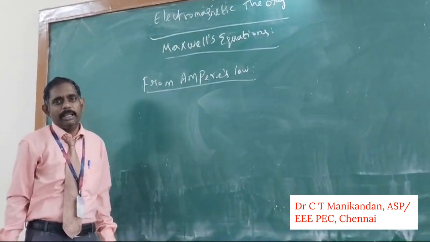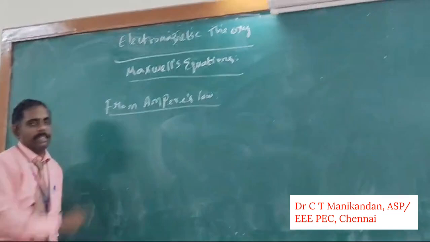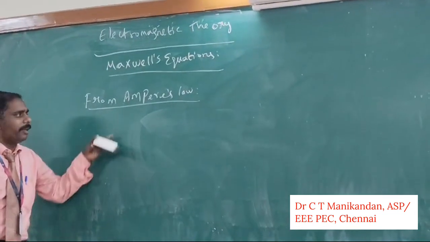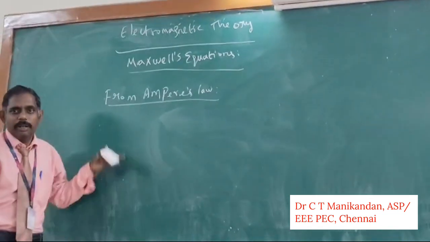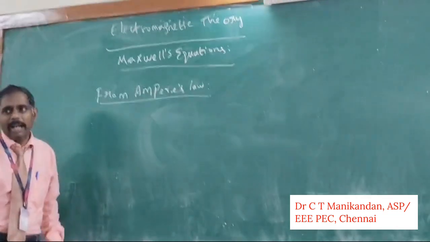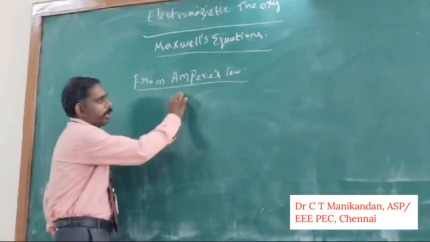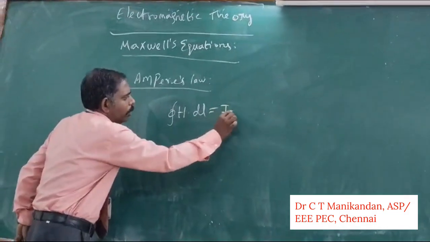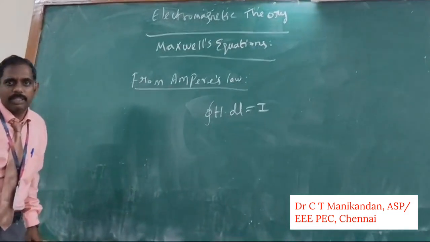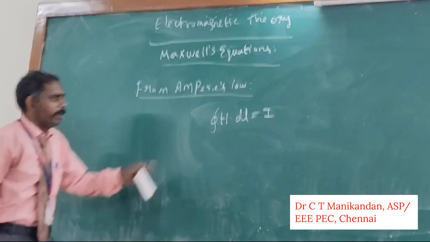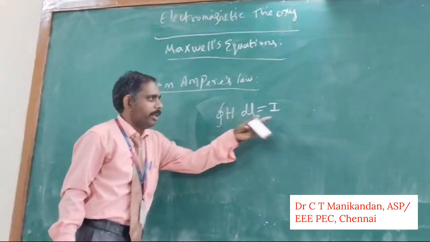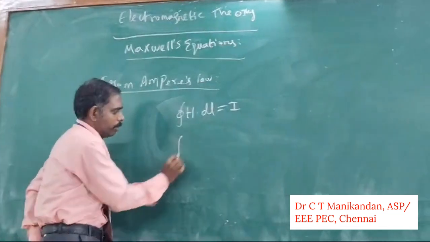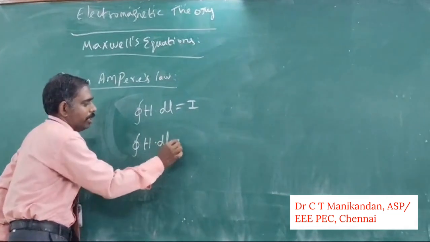Good morning everyone. Here in electromagnetic theory, now we are going to see about Maxwell's equations, where Maxwell has given four equations. The first equation you can have from Ampere's law. According to Ampere's law, closed integral of H dot dl equals I, where H is the magnetic field intensity and I is the current enclosed.